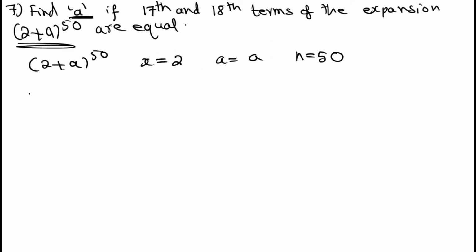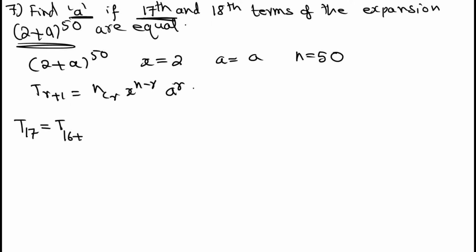Okay. Now we have the formula TR plus 1 equal to NCR into x to the power n minus r into a to the power r. Okay. Now see 17th term. T17 equal to, how to write it in the r plus 1 form? T16 plus 1, right? For T17 we know r value equal to 16, and for T18 we know r value equal to 17. R value is always 1 less than the required value.